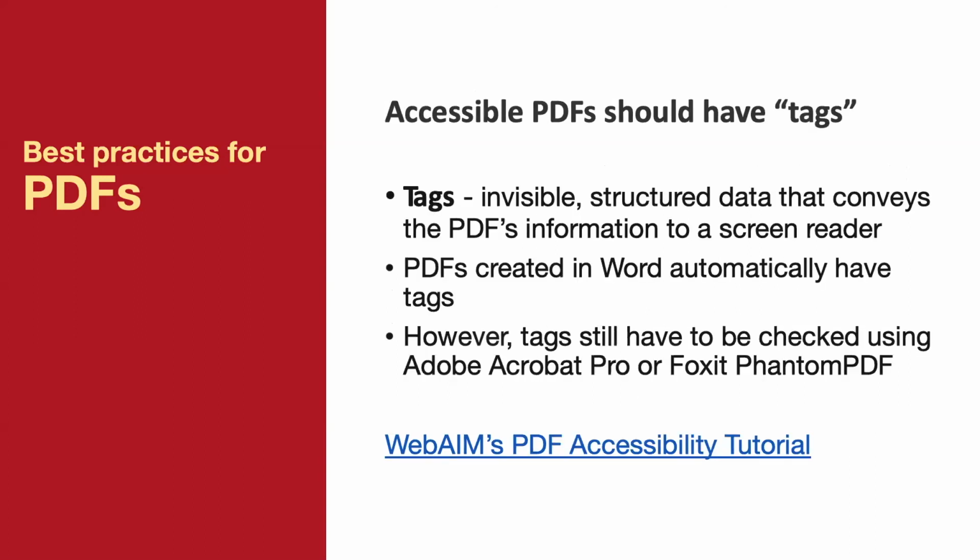Okay. So the last thing about PDFs, accessible PDFs should have tags. Tags are invisible, structured data that conveys a PDF's information to a screen reader. Fortunately, PDFs created in Word automatically have tags. However, you would still want to check over the tags and run another accessibility check using something like Adobe Acrobat Pro or Foxit Phantom PDF.